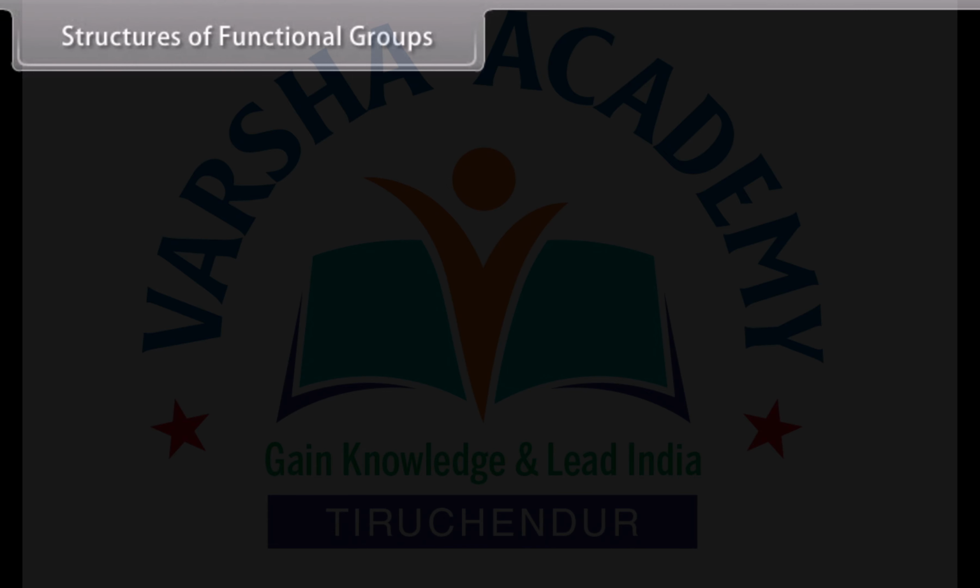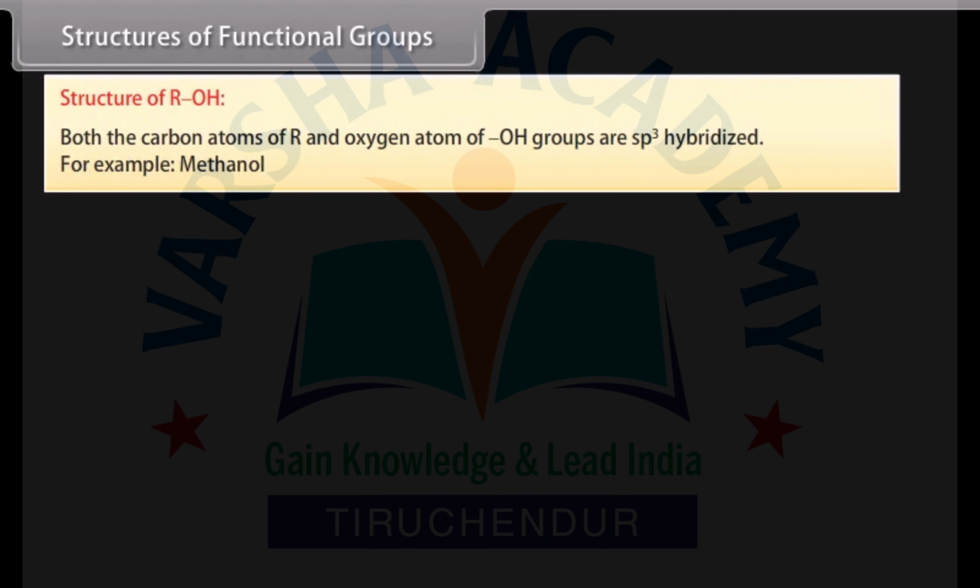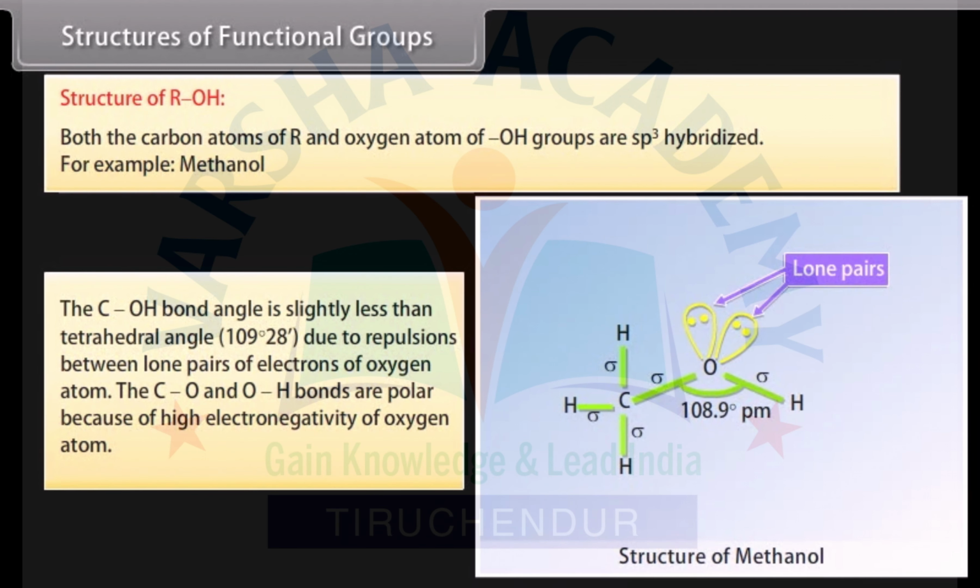Structures of functional groups. Structure of ROH. Both the carbon atoms of alkyl group and oxygen atom of hydroxyl groups are sp3 hybridized. For example, methanol. The C-O-H bond angle is slightly less than tetrahedral angle, that is 109 degrees 28 minutes, due to repulsions between lone pairs of electrons of oxygen atom. The C-O and O-H bonds are polar because of high electronegativity of oxygen atom.